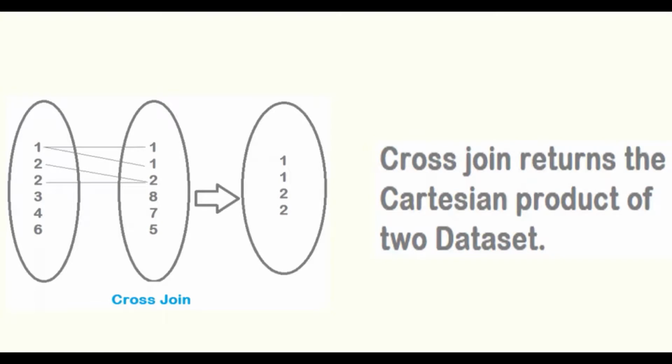When we go with the cross join in Apache Spark, it acts like a Cartesian product of two different data sets. Here you can see the values 1, 2, 2, 3, 4, 6 in one data set, and 1, 1, 2, 8, 7, 5 in another data set. The Cartesian product of the values is 1, 1, 2, 2.